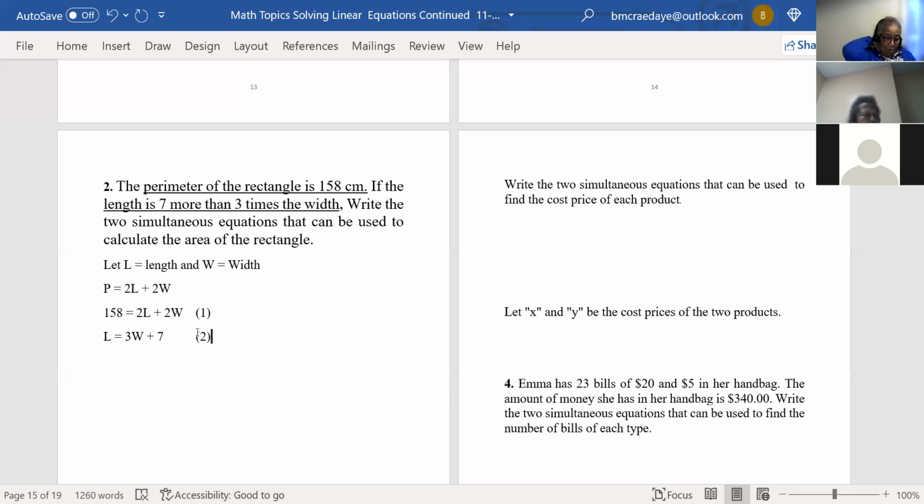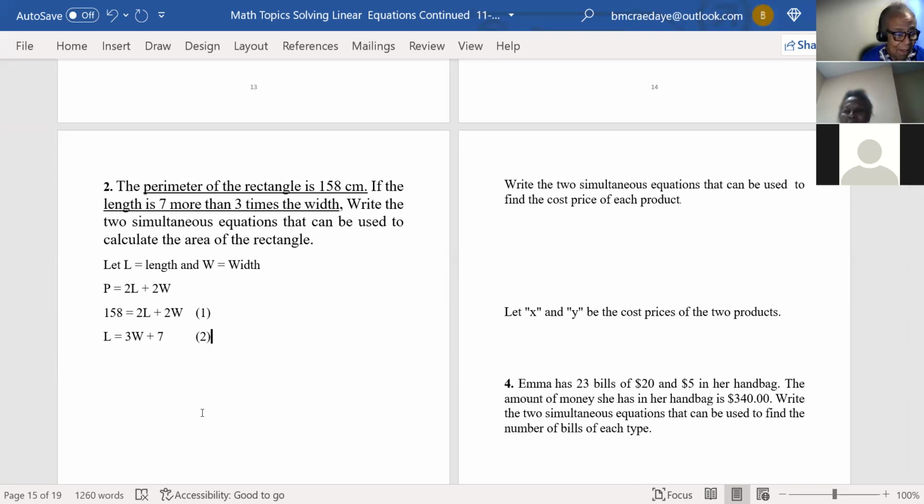Remember, tasks deal a lot with setup. So you want to be able to look at word problems and create the mathematical expression for that. So perimeter is 2L plus 2W, you know that definition. They gave you 158 as the perimeter. That's 2 times the length plus 2 times the width. Then the length is L equal 7 more than, which means to add the 7, to 3 times the width, which is 3W. Any questions on number 2?